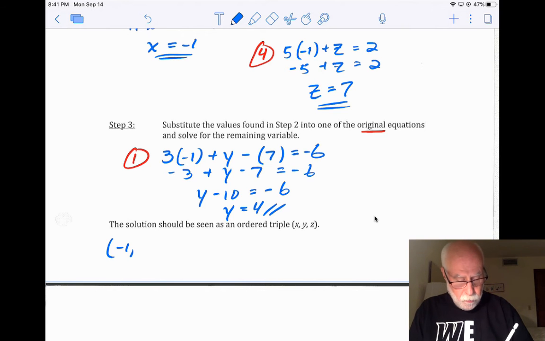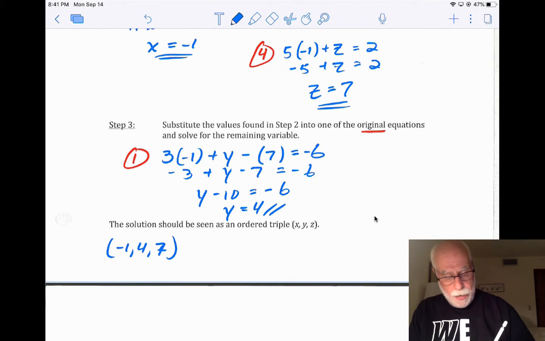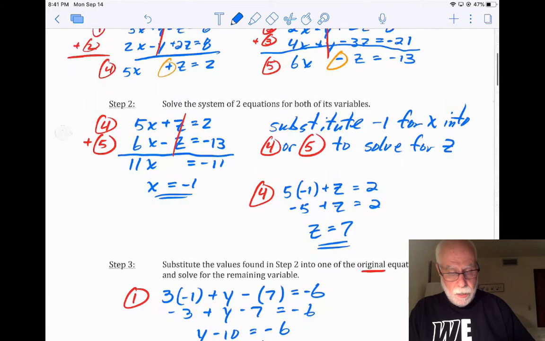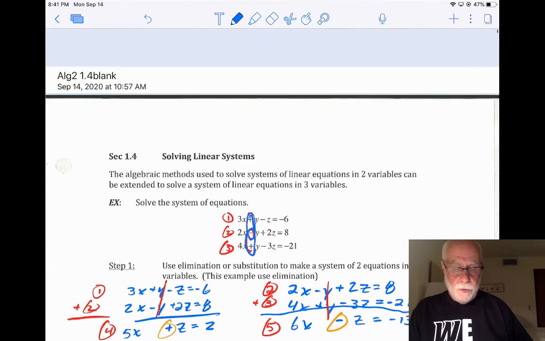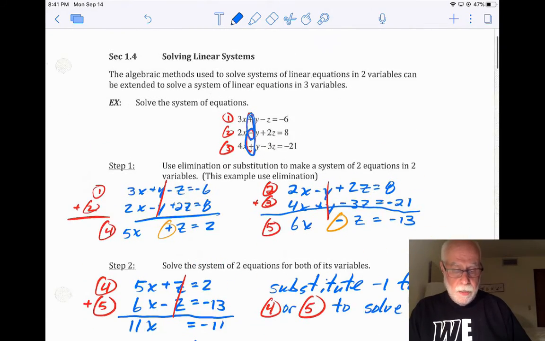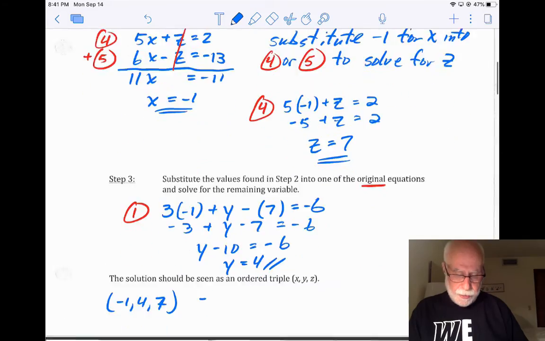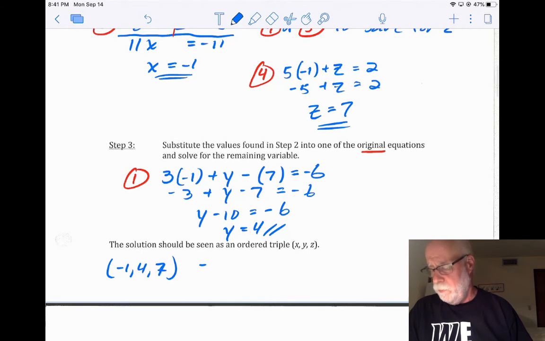Our y was 4 and our z was 7. Remember, I suggested very strongly that you choose one of the other 2 original equations, so either 2 or 3, as a check. Some books suggest you do it in both of them.